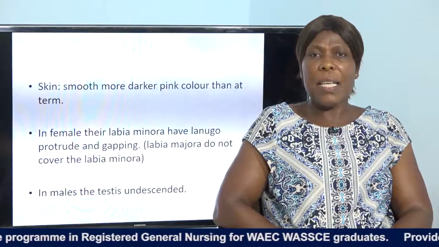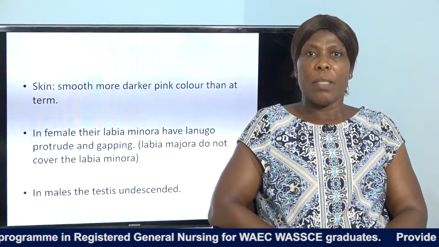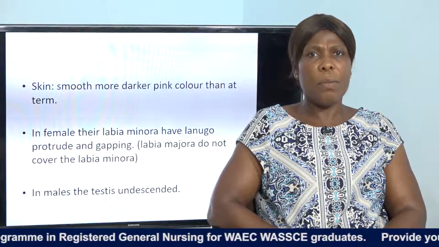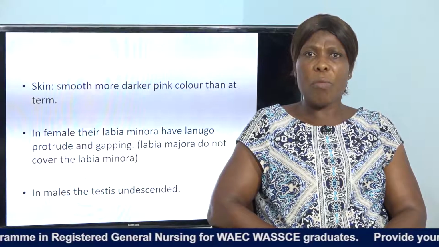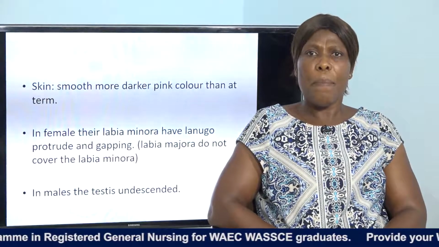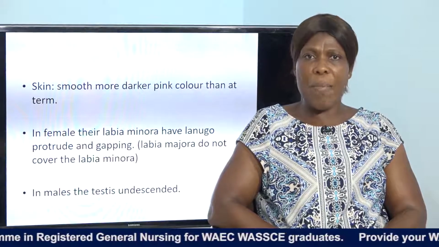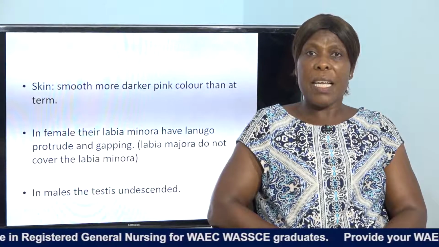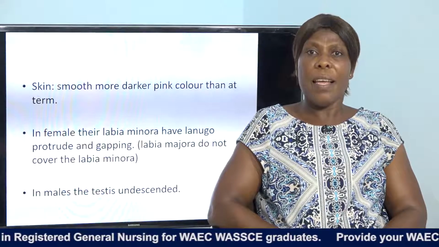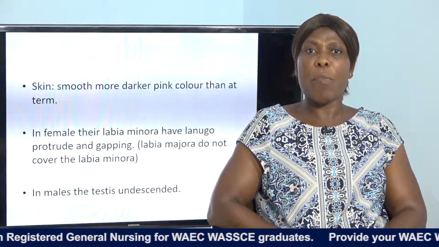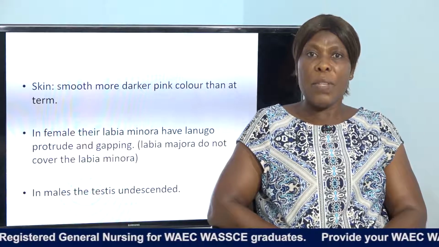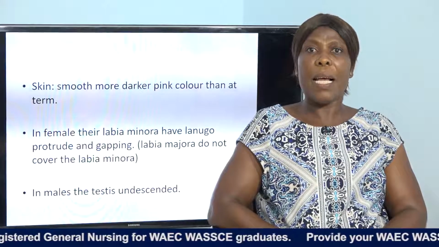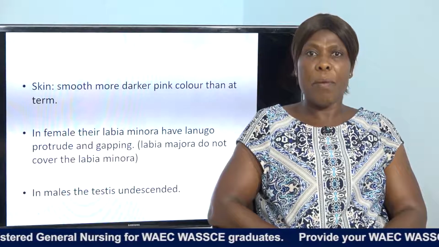The skin. How does the skin look? Now the skin color. It's very smooth, more darker pink than at times babies. Most of the time, with the term babies, the entire body is pink, and then the extremities are bluish. But with the preterm baby, they have smooth, more darker pink color than the term baby.